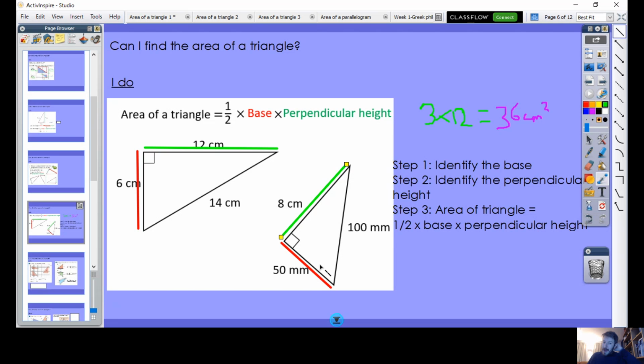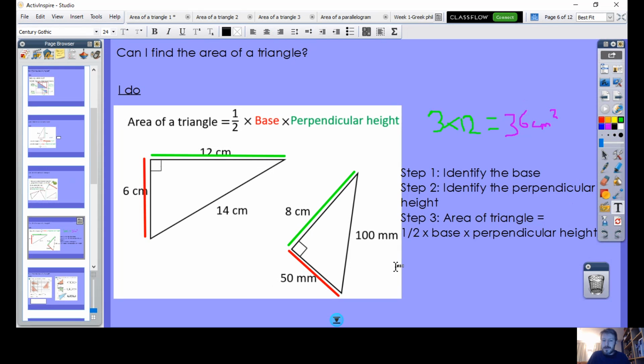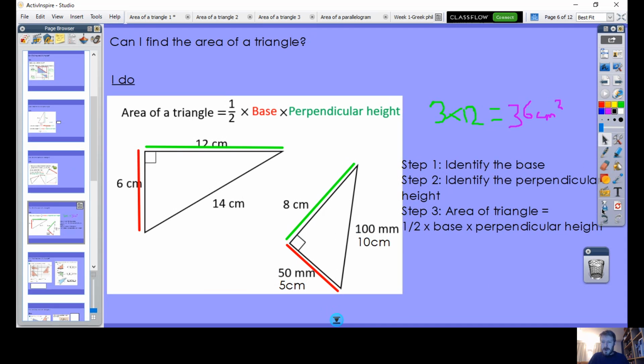Then we need to complete the calculation. Before we do that, we need to make sure we're working in the same units, because if we're working in different units of measurement, then we're going to get stuck because we're multiplying millimeters and centimeters together and we'll get the wrong answer. So we're going to say that that is 5 centimeters and this is 10 centimeters. So that's an important step we need to add in here for this question as well. So now we can work out half the base. In this case, we've got half of 5, which is 2.5, times 8. Maybe we want to convert the 8 into millimeters if you wanted to, I suppose. But we'll do half the base times the height.